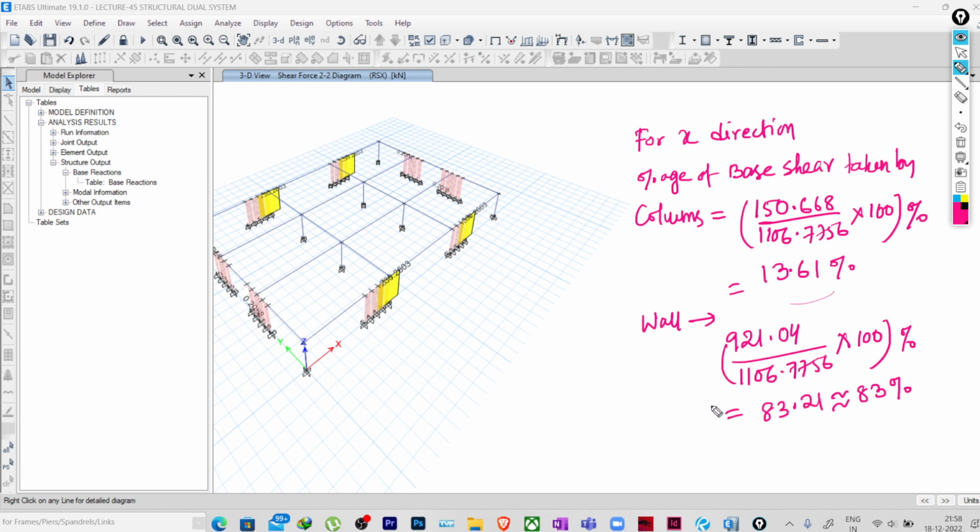So in such cases, what we have to do, as our code says, is design these frames or the columns for at least 25% of the base shear. At least for 25% of the base shear. But here you can see only 13% is taken by the columns. Fine. So now let us find it for the y direction also. You can just write it down if you have notebooks with you, and then we can continue.